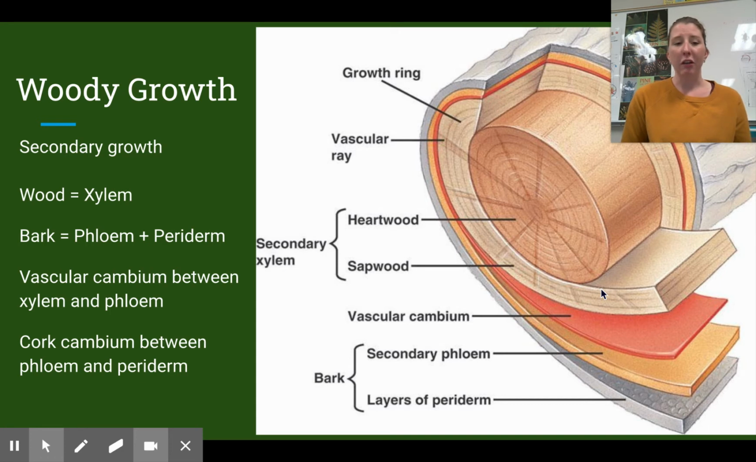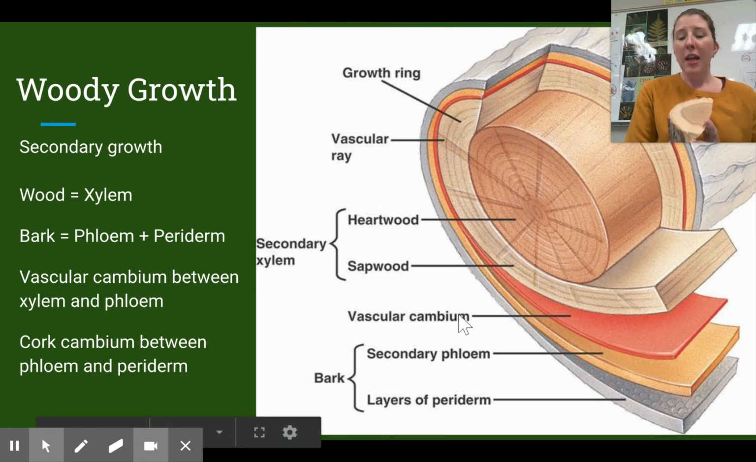So for woody growth or secondary growth, the wood part, the inside part that we would use as lumber or recognize as wood, that's made up of xylem. Remember that xylem is dead when it's mature, and it's hollow tubes that allow for water to move up and down. So that's why this is where we find all the sap. And then we have the bark, which is made out of a thin layer of phloem, the secondary phloem, and then periderm, which is another layer on the outside that is protective. So you can see here is our vascular cambium, and then we would have our cork cambium as well, in between our phloem and our periderm.